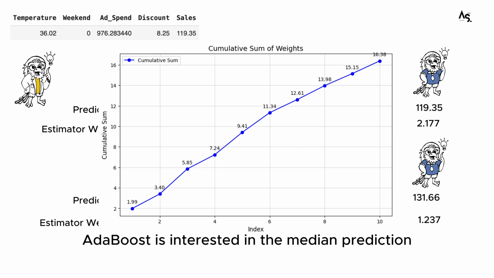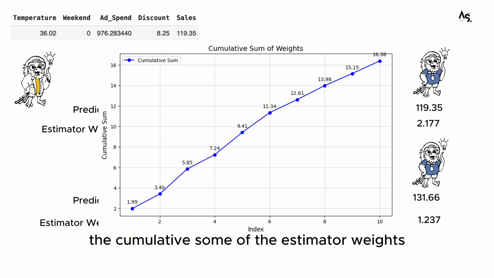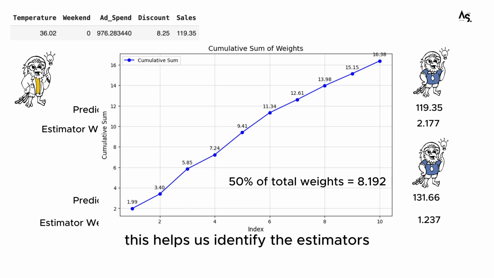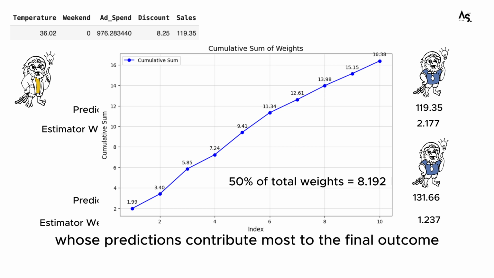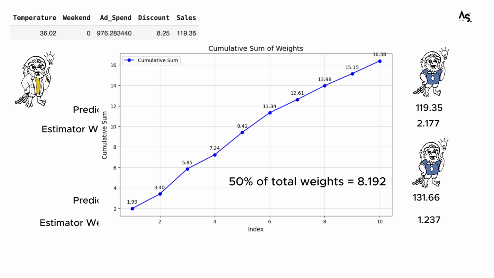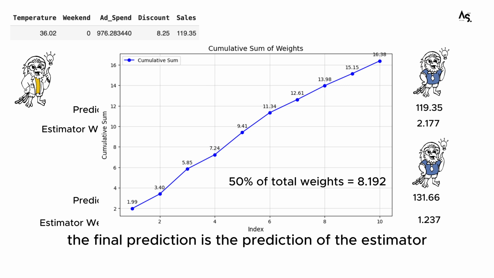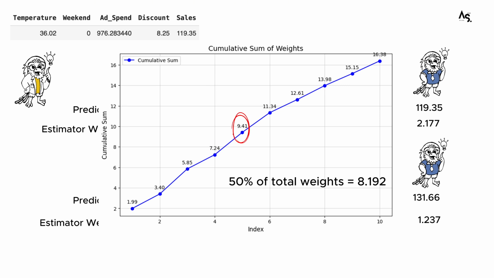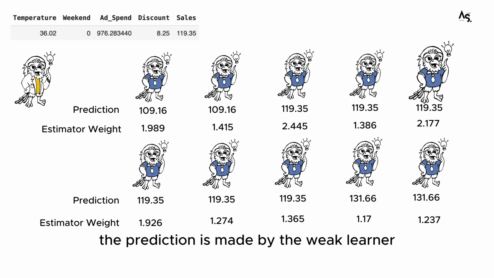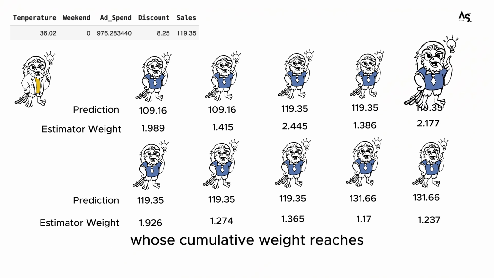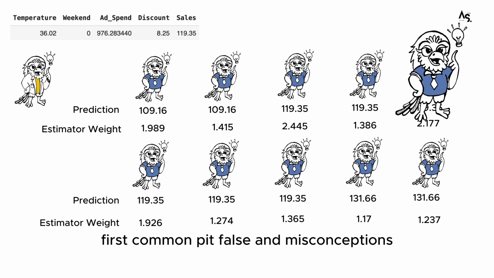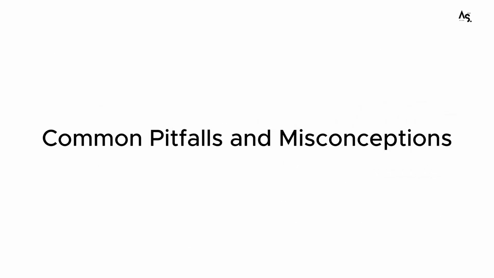This step helps in determining which weak learners have more influence in making the final prediction. AdaBoost is interested in the median prediction. The cumulative sum of the estimator weights is compared against 50% of the total weight. This helps us identify the estimators whose predictions contribute most to the final outcome. The final prediction is the prediction of the estimator that corresponds to the median cumulative weight. In other words, the prediction is made by the weak learner whose cumulative weight reaches or exceeds 50% of the total weight first.